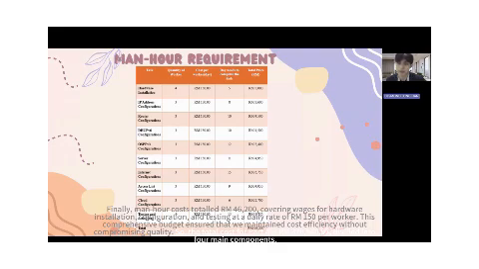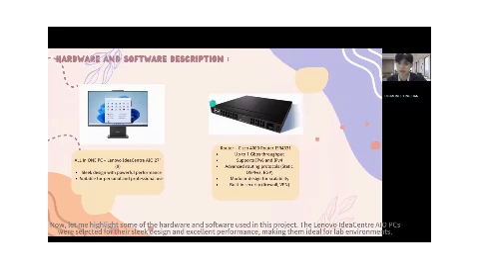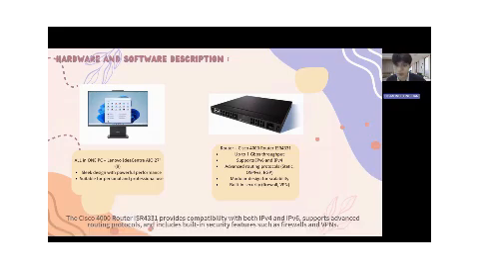So the total cost for part A is 378,940 ringgit and 97 cents, divided into 4 main components. Now let me highlight some of the hardware and software used in this project. The Lenovo IdeaCentre AIO PCs were selected for their sleek design and excellent performance, making them ideal for lab environments. The Cisco 4000 router ISR4331 provides compatibility with both IPv4 and IPv6, supports advanced routing protocols, and includes built-in security features such as firewalls and VPNs.